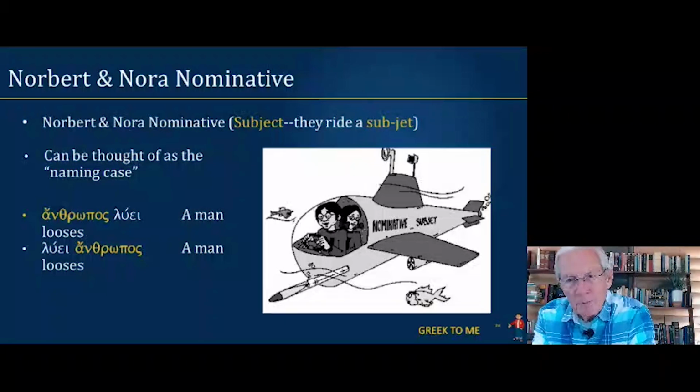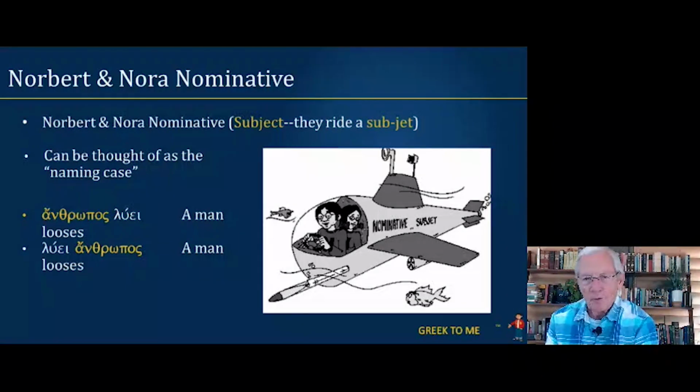All right, here are people. Norbert and Nora, nominative. When you just see Norbert in a picture, that's going to be singular. When you see Norbert and Nora, that's going to be plural. All right, the Norbert and Nora nominative serve as a subject of the sentence, and the substitute word here for subject is we use the word subject. They are driving or riding a subjet for subject. Can also be thought of as the naming case.